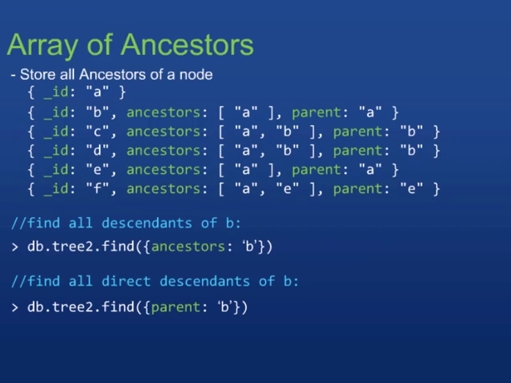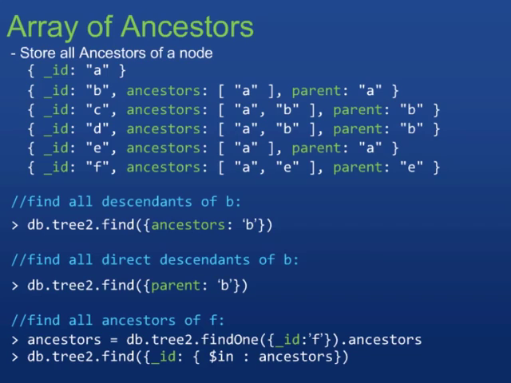And if I want to find the direct descendants of B, I can say db.tree.find parent: B. Obviously the parent is just the immediate parent, and that lets me get directly to the direct children of B. If I want to find all the ancestors of F, I can say db.tree.find and go get the document for F. F includes its list of ancestors, and then I can fetch from that list all the individual documents for its parents. So this is useful for storing things like taxonomies or hierarchical categorization, say in a product catalog.